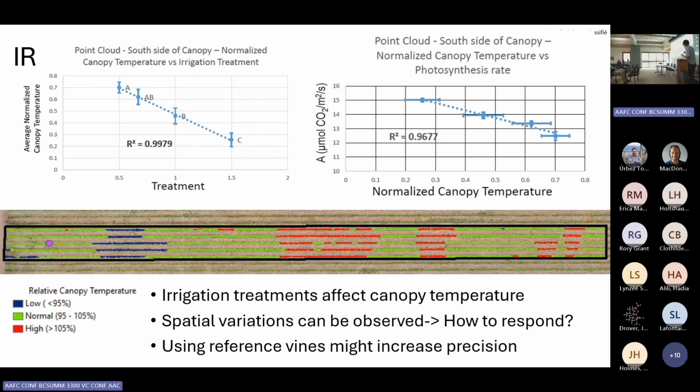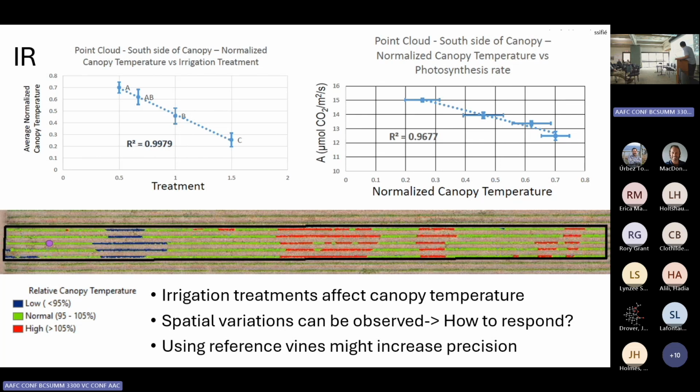But the infrared sensor is actually really good, because when the grapevine suffers from water stress, they close the stomata, and with less transpiration, the canopy temperature increases. Okay, just like this graph shows here. At the same time, the canopy temperature is correlated to photosynthesis. So basically you can combine these sensors, using the canopy temperature to estimate the photosynthesis rate in a vineyard.